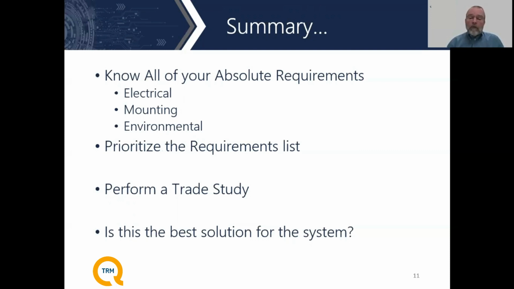So once that's done, perform a trade study and really determine what is the best approach. And then take a step back and say, okay, is this the best solution for the system? This is something that TRM likes to do. We like to go through this list with you, and we will offer what the best example is.